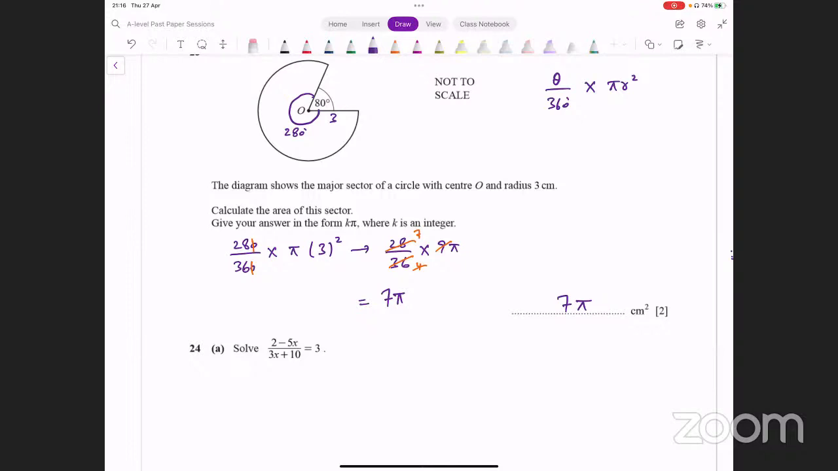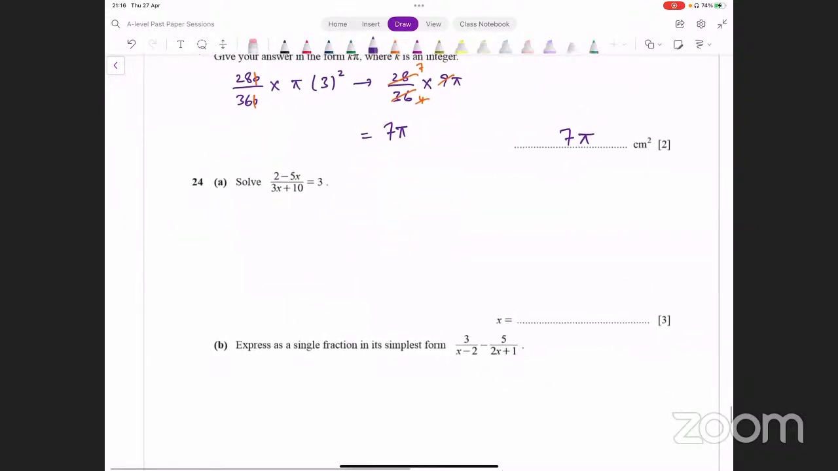Okay? Now it says solve this equation. That's pretty straightforward. Multiply the denominator across. It gives you 2 minus 5x equals 3 into 3x plus 10, and you get 2 minus 5x equals 9x plus 30, and that gives you 14x equals minus 28.